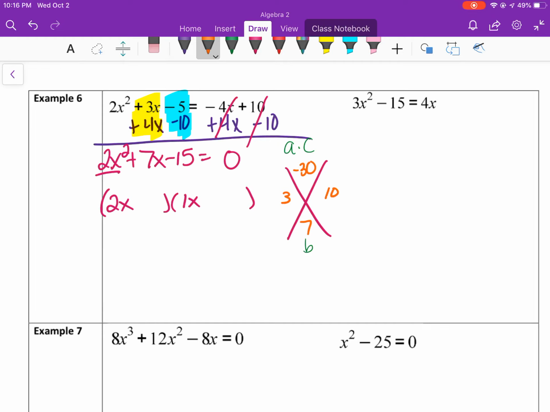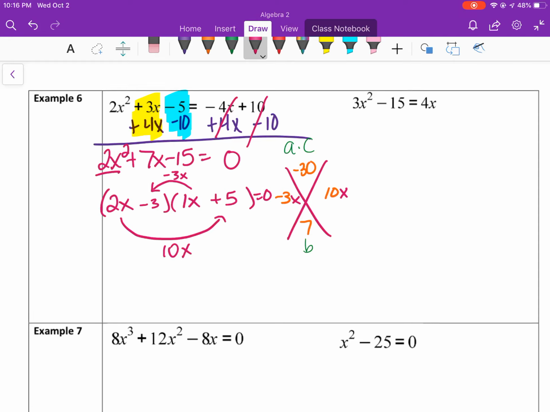So 3 and 10 give me 30. I want +7, so the 3 has to be negative. Those aren't what go in your box though, but you get those from here. So these two numbers being multiplied are going to give you the 10x and the negative 3x. So I can't make 3x with the 2x, but I can make 10x. And I can multiply the 2x times positive 5 to get 10x. And then I can multiply the 1x by negative 3 to get negative 3x. So those are my two factors.